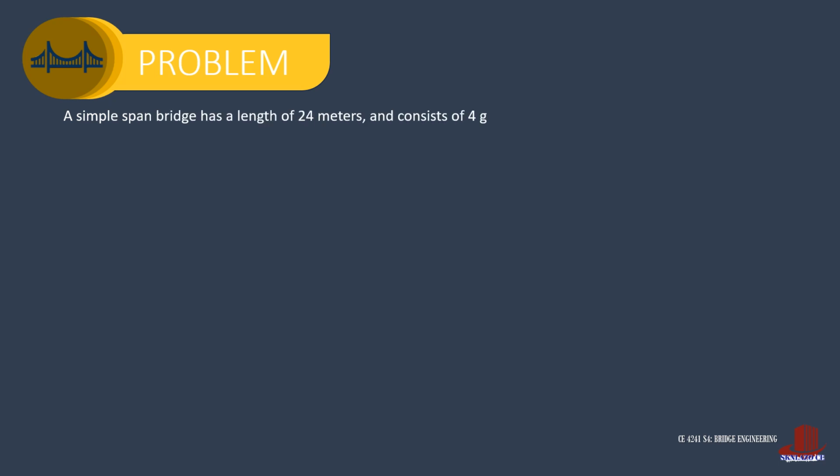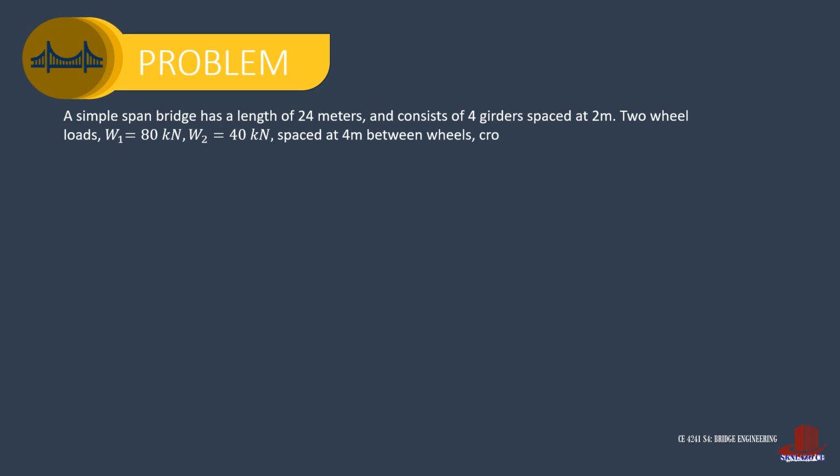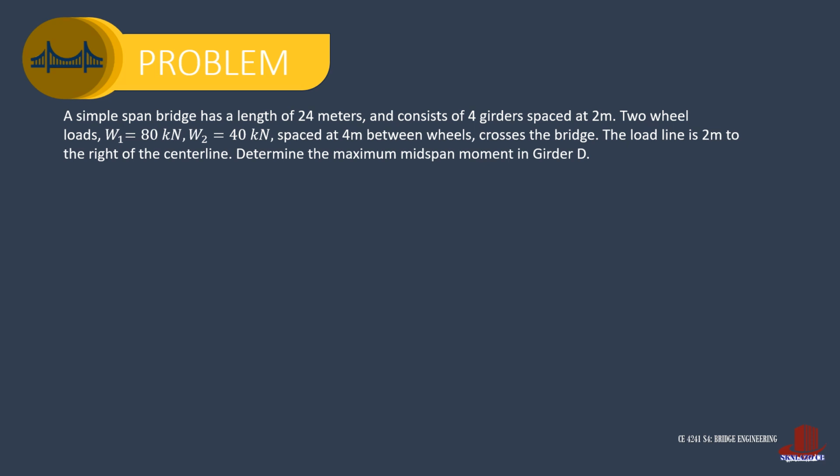The next bridge is 24 meters long, with 4 girders spaced at 2 meters. Two wheel loads cross the bridge. The first is 80 kilonewtons and the other is 40, and they are spaced at 4 meters. The load line occurs 2 meters to the right of the center line, and we are to figure out the maximum midspan moment in girder D.